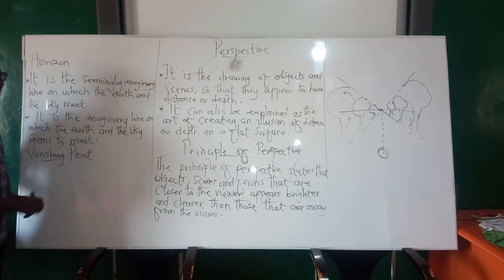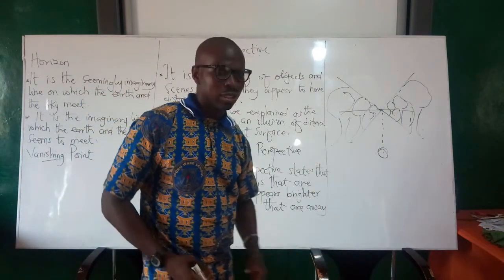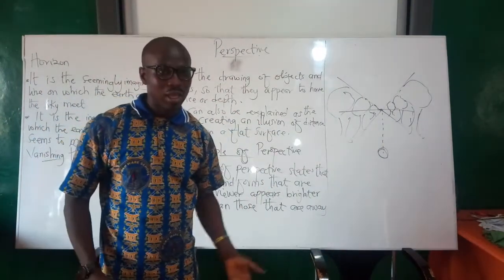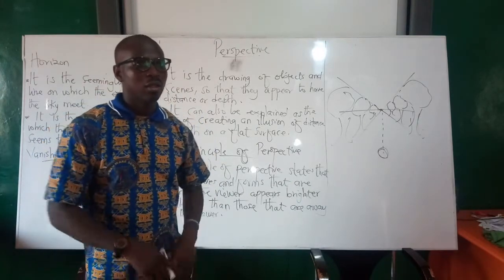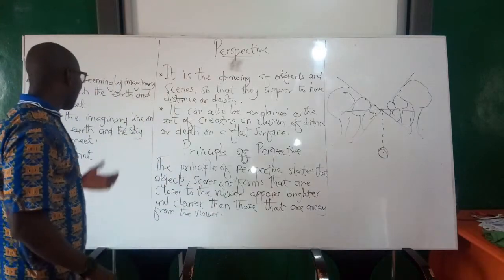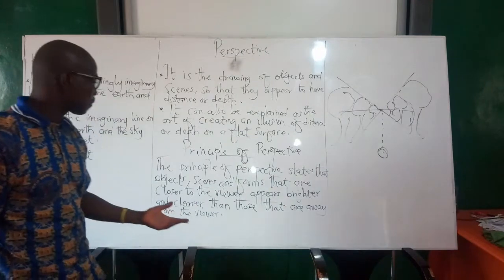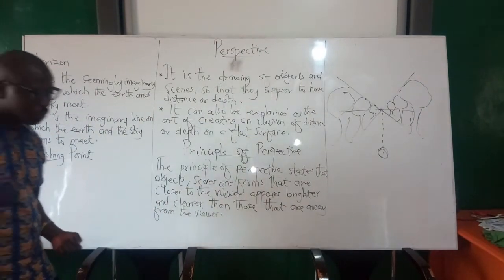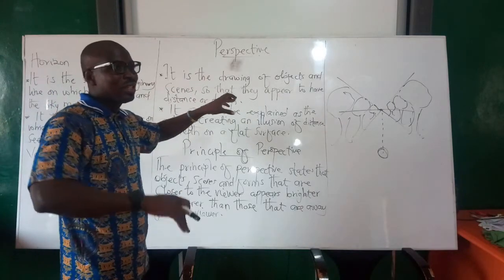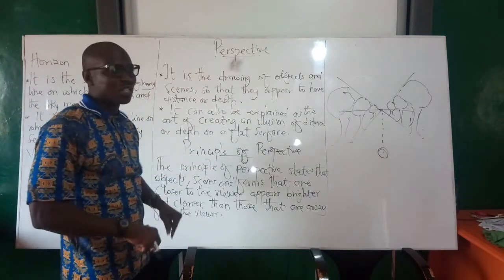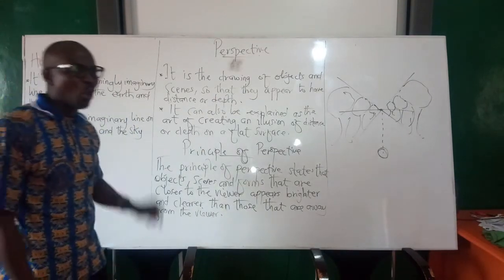Vanishing point. What is vanishing point? Vanish. When we say vanish, it means disappear. So this is more or less like a disappearing point. What is vanishing point in perspective? Because vanishing point might have a different meaning in a different context. But in perspective, what is vanishing point? Now, vanishing point is the point.